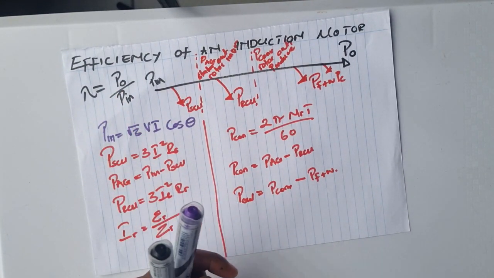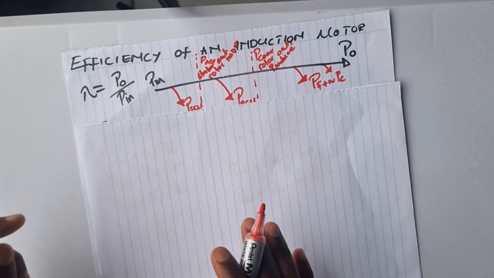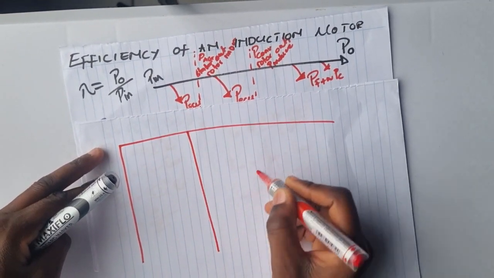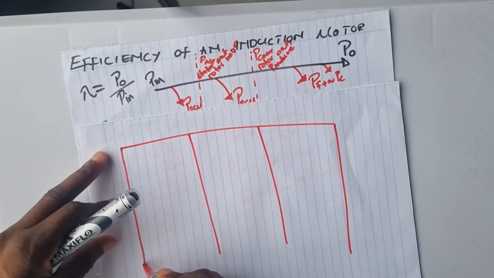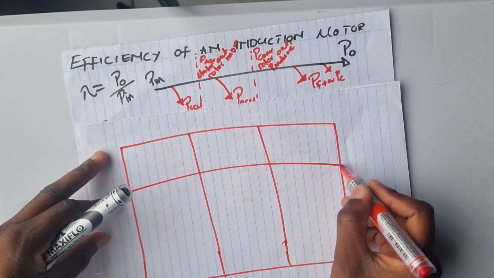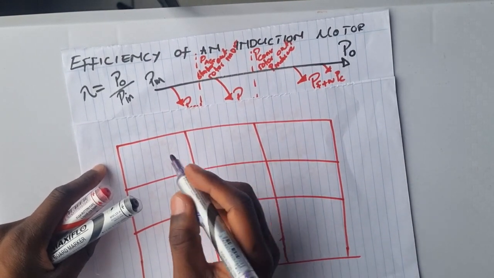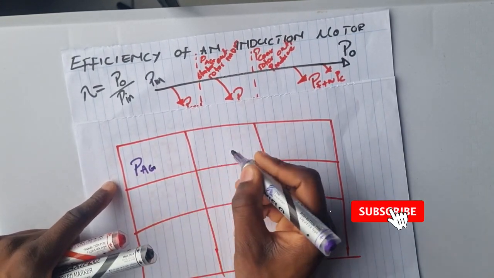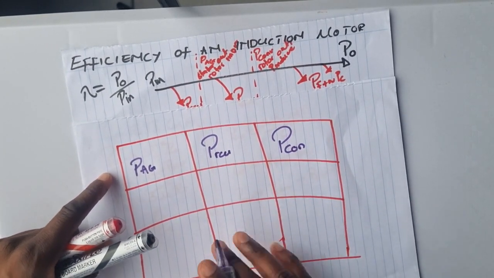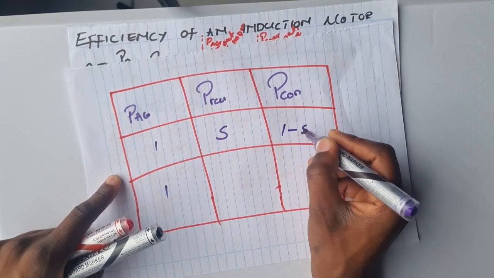There's another table that I use, that you can employ to solve this easily. So please copy this table somewhere. On this table, you can write it like this. Here we have PAG, here we have P rotor copper losses, and here we have P conv. I'm going to put 1 here, S here, and 1 minus S here.